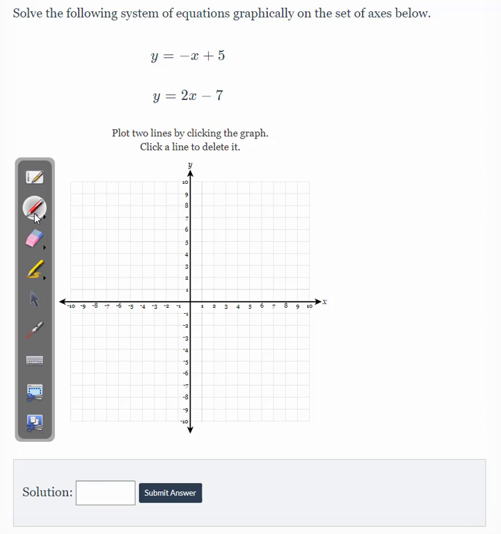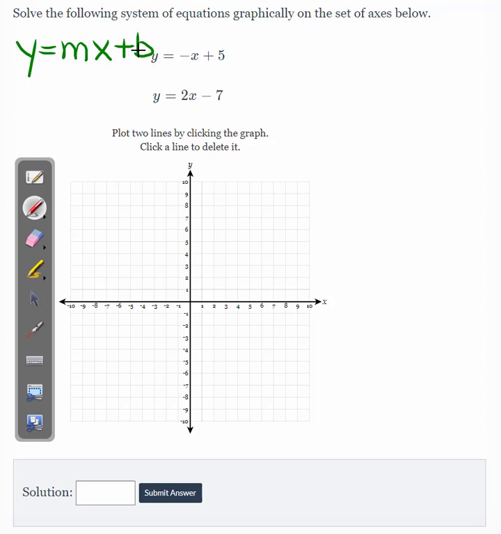Solve the following system of equations graphically on the set of axes below. So just a quick reteach, both of these equations are ready to graph. They are written in a format called slope-intercept form, which is y equals mx plus b. The letter m stands for our slope, and typically our slope is a fraction. This is how we move on the graph that typically gives us a diagonal.